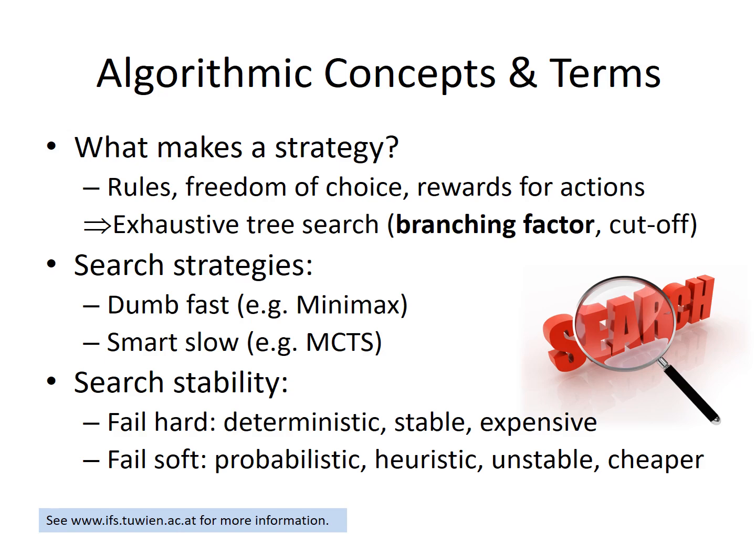If you have a game with a low branching factor, there is the slight chance that you can kill it by simply using good hardware. So the two fundamental search strategies that you have, and search means to go down the trees of options. You choose one for yourself, you choose one for your opponent, you choose one for yourself again, and so on. One of them is to go down that tree and explore as much of that tree as possible. That is called dumb fast search.